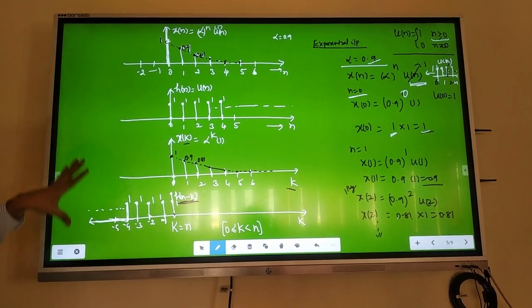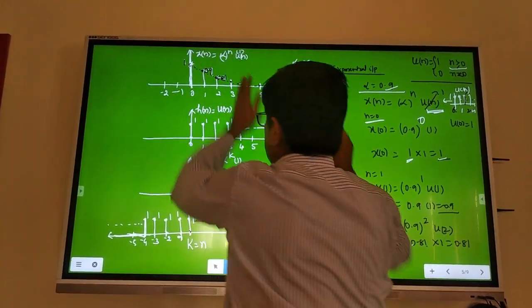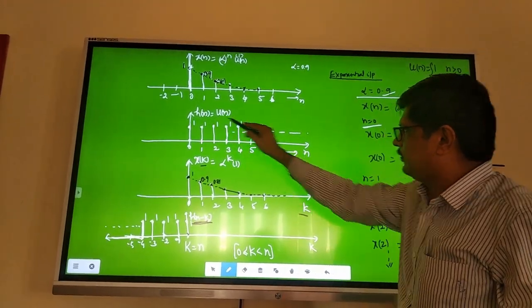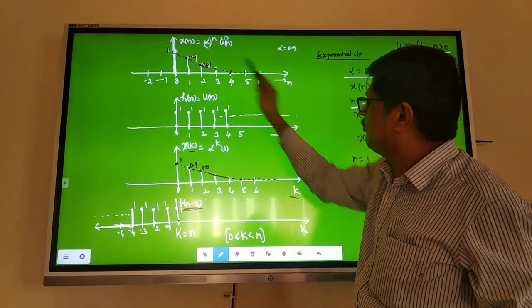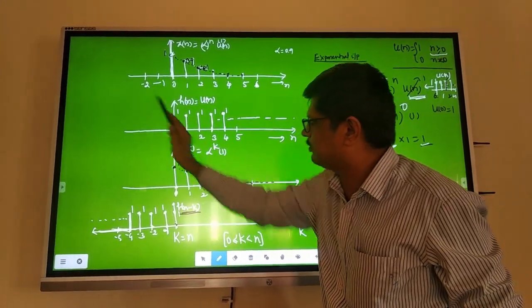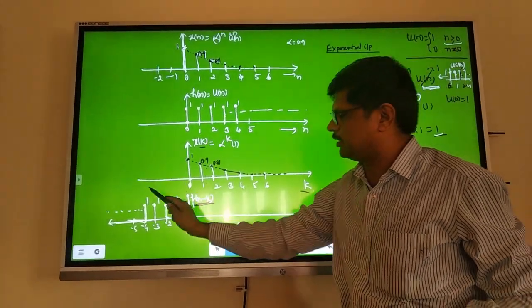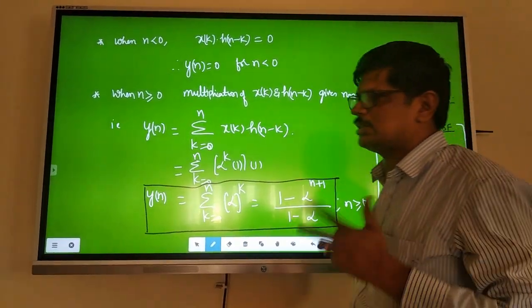Now like this, the first four diagrams are very important. The first diagram is x of n versus n. The second is the second function, h of n versus n. Then each and every problem you have to convert x of n versus n as x of k versus k. And the fourth diagram is just the mirror image of the second. H of n is there, now h of n minus k, right? Then after this, start the process.